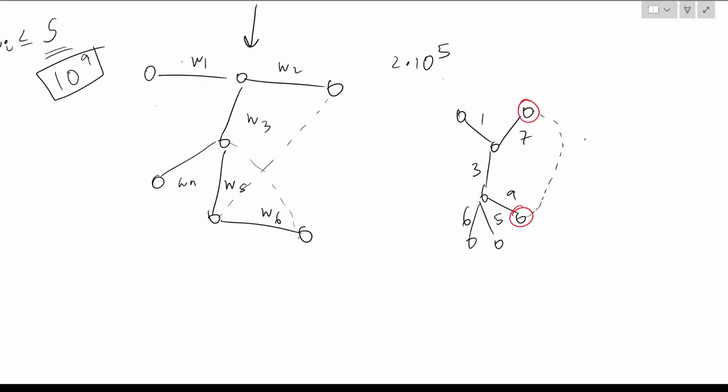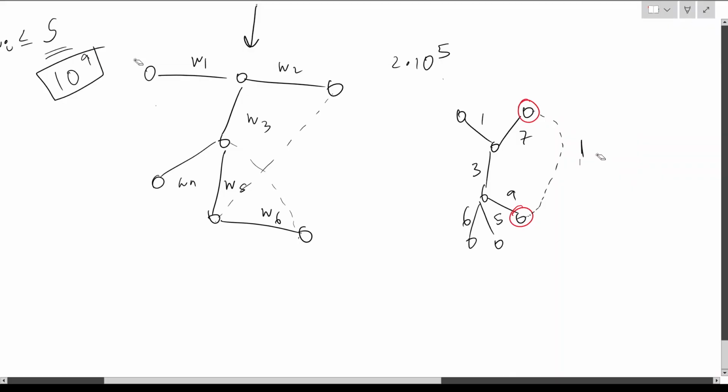So could this edge, for example, have weight 1? What do you guys think? No, because the current distance is 7 plus 3 plus 9. So any value greater than that, it should have, I think. Okay. So could it be 8?